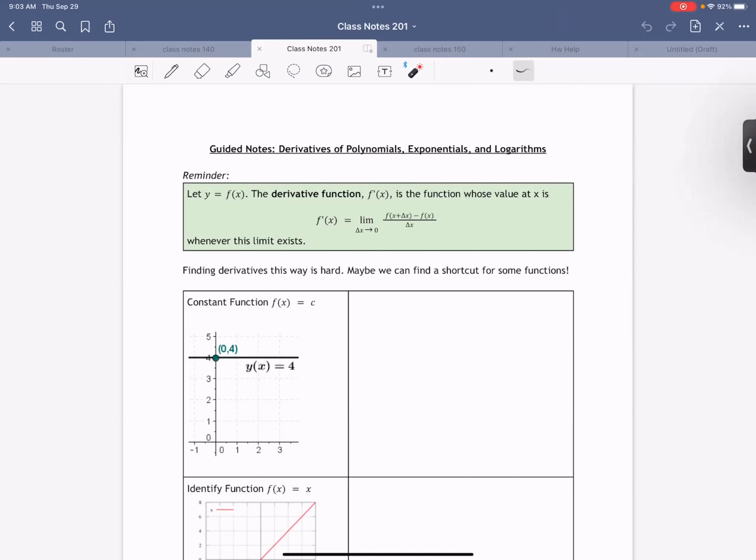We are going to talk about derivatives of certain functions that maybe we don't have to do a bunch of algebra for. So we're going to talk about some shortcuts that we're going to take so we don't have to do all that stuff that we did every day for the past couple of days.